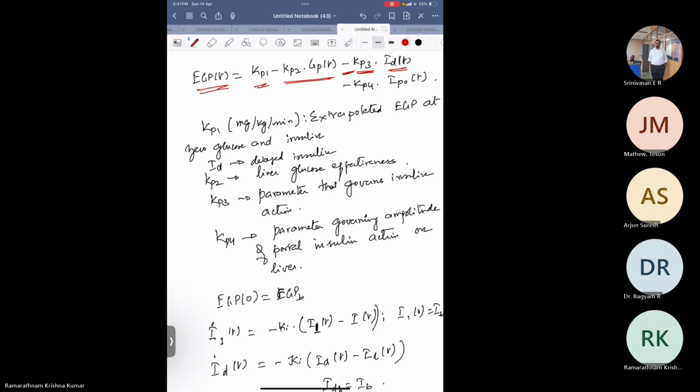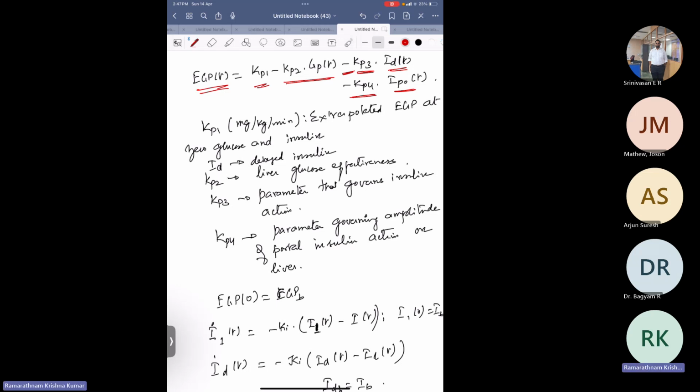And then there is what is called portal insulin. The portal insulin also acts to reduce the EGP. That is given by minus KP4, the rate at which it is going to act. So you would notice that there is one ideal production EGP, and all these things are going to reduce it.